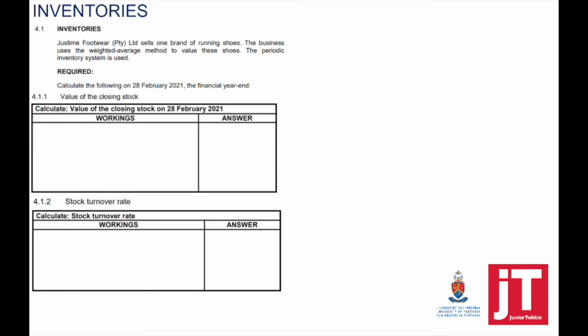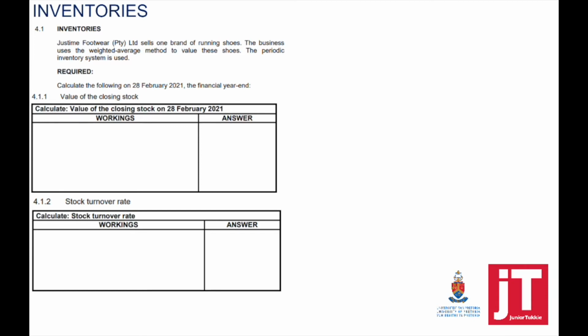Inventories 4.1. Justine Footwear Pty Limited sells one brand of running shoes. The business uses the weighted average method to value these shoes. The periodic inventory system is used. A reminder before we start with the questions.